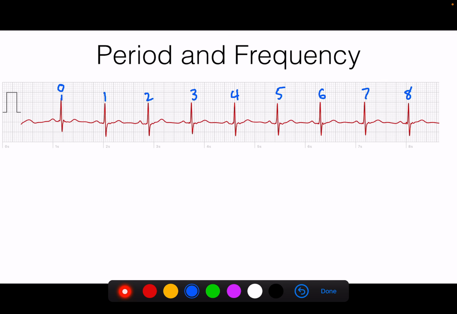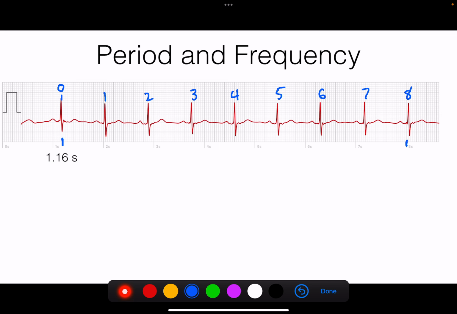You can count as many cycles as you want. The more you count, the more accurate you'll be, but it becomes cumbersome if you have too many cycles to count. So again, count as many as is practical. Okay, once we have the number of cycles, we then want to look at what time did we start our study and at what time did we end our study.